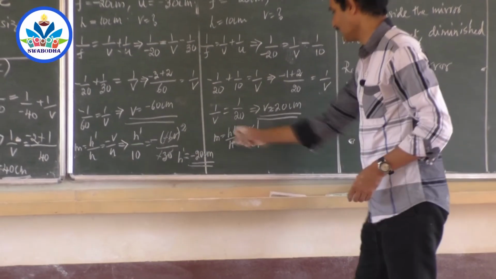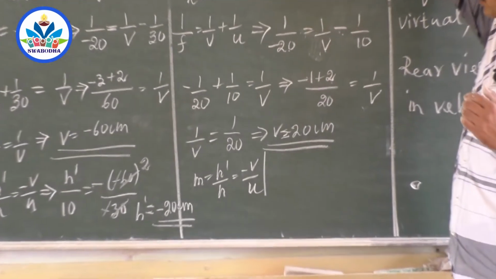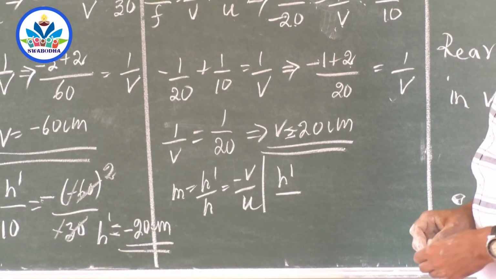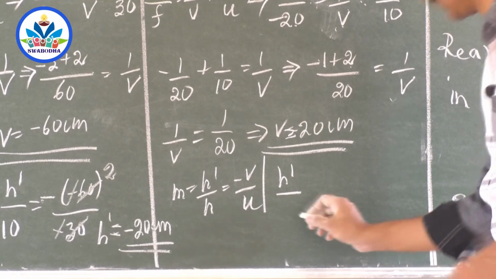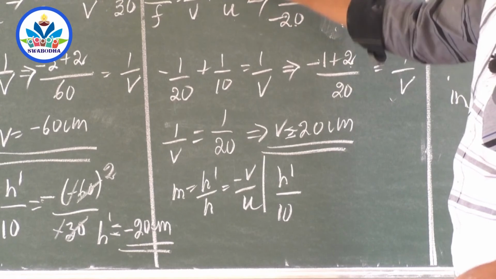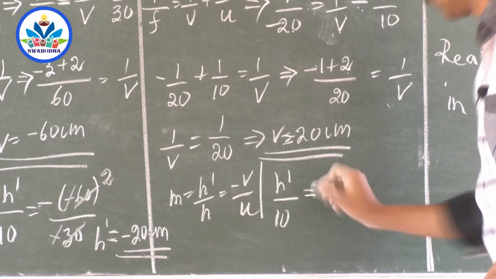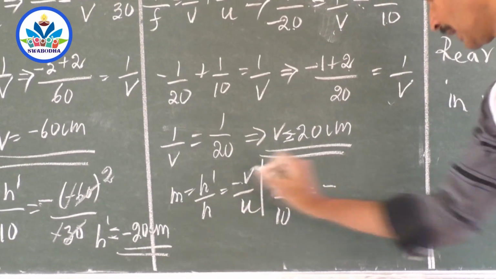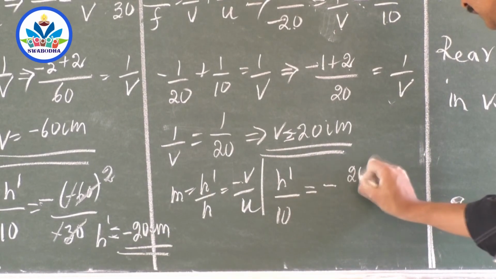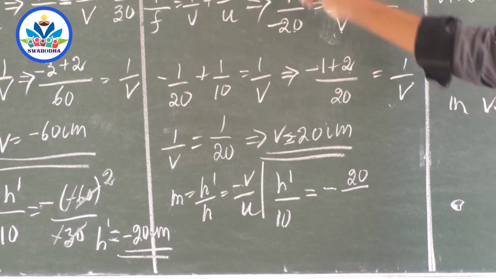Apply this formula. H dash, suppose you want to get the image height. Image height should be positive finally, because it is above the principal axis. H dash by H, H is the object height, that is plus 10 centimeters. Already we have taken object is of height 10 centimeters. It is plus above the principal axis, is equal to minus, in the formula, image distance, it is positive 20, by object distance, it is negative on the other side, that is minus 10.